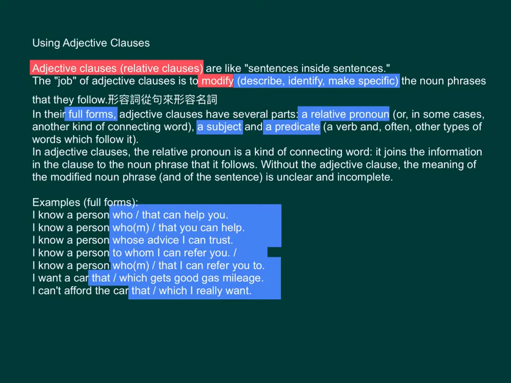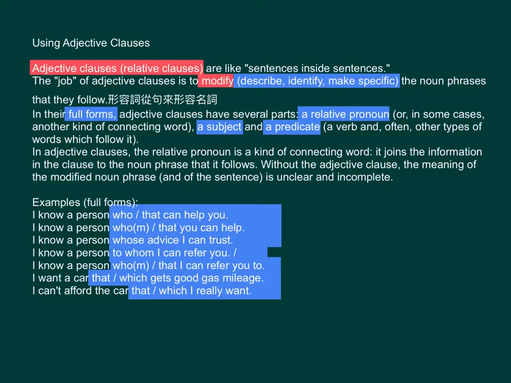a relative pronoun, or in some cases, another kind of connecting word, a subject, and a predicate, a verb, and often another type of verb which follows it. In adjective clauses, the relative pronoun is a kind of connecting word. It joins the information in the clause to the noun phrase that follows. Without the adjective clause, the meaning of the modified noun phrase and of the sentence is unclear and incomplete.